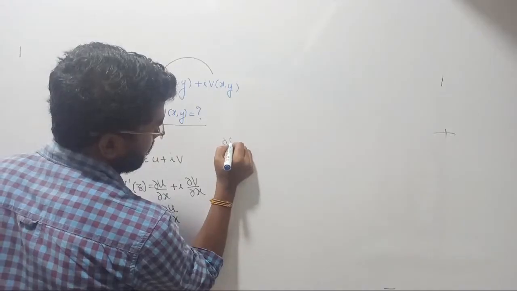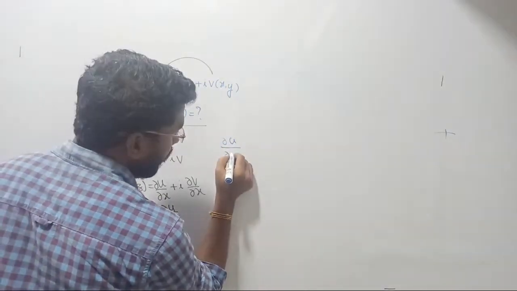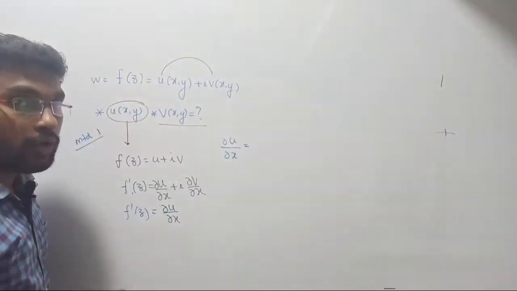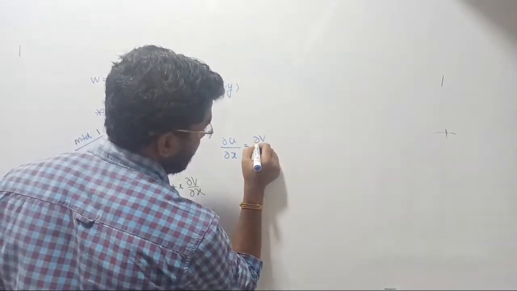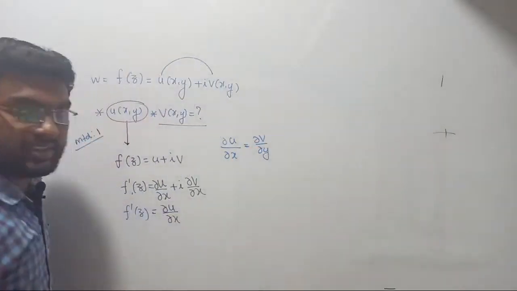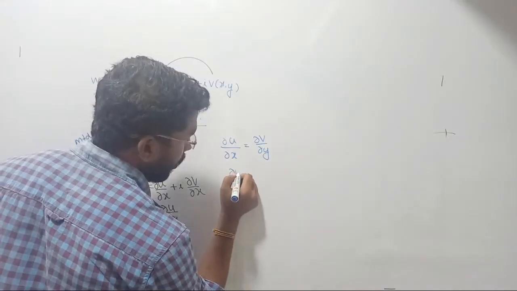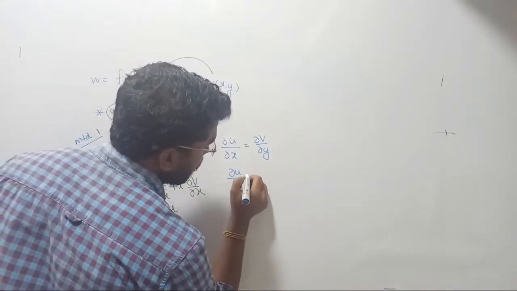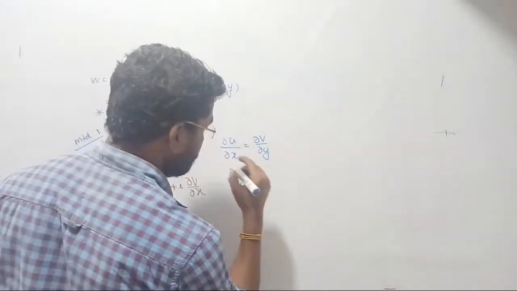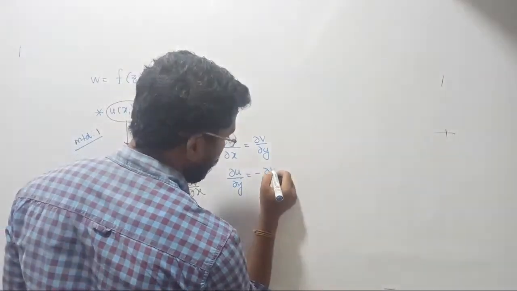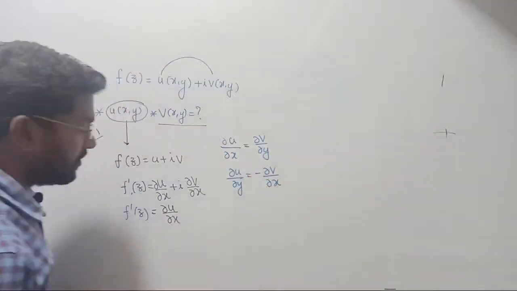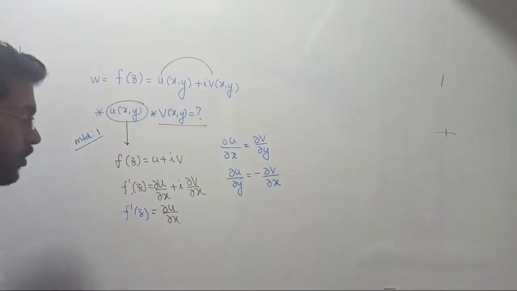So analytic function in the sense it clearly denotes dou u by dou x equal to what? Dou v by dou y. Exactly, that is equal to dou v by dou y. That is correct. Similarly, what we know, dou u by dou y equal to what? Dou u by dou y is equal to minus dou v upon dou x. Yes, exactly. These two things are correct. So what is the conclusion?